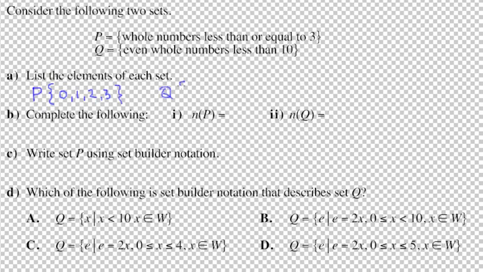And for set Q, now they only want even whole numbers, so we can start at 0. Then we have 2 and 4 and 6 and 8. 10 is not less than 10, so we can't count that one.